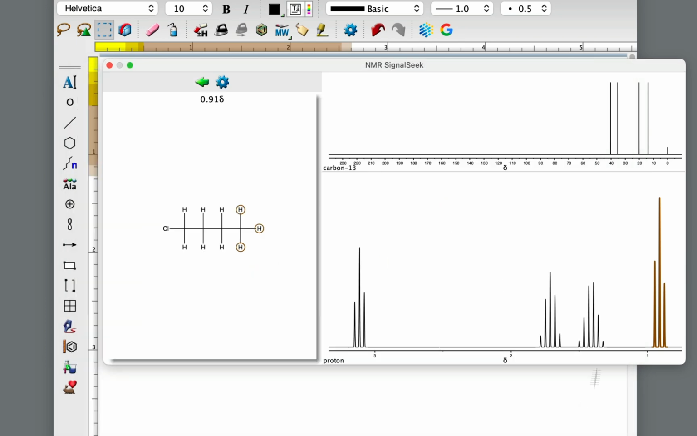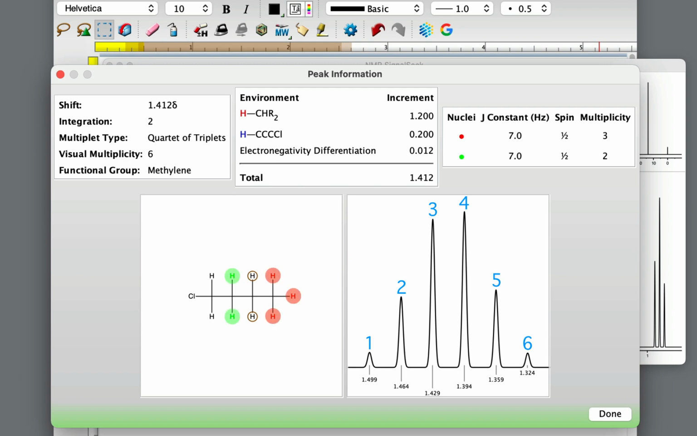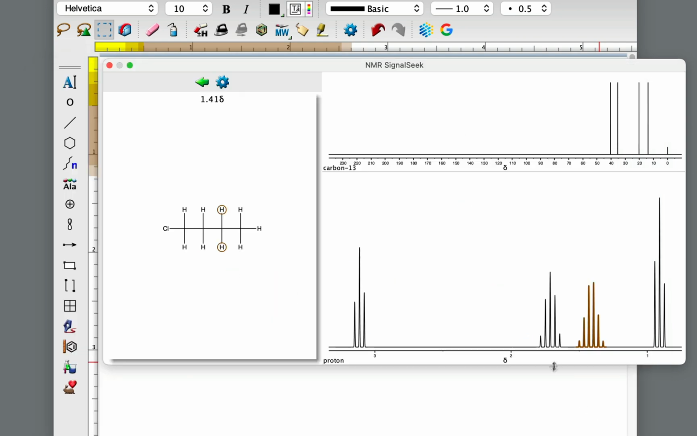The next signal, around 1.4 parts per million, with an integration of 2, is generated by the 2 circled hydrogens on carbon 3. These protons are a bit closer to the chlorine atom than the terminal methyl hydrogens, so their chemical shift is a bit downfield. This signal appears to be split into 6 peaks. 6 minus 1 equals 5, which means there should be 5 neighboring hydrogens, which we see highlighted in red and green. Let's continue moving downfield to the next signal around 1.7 parts per million.